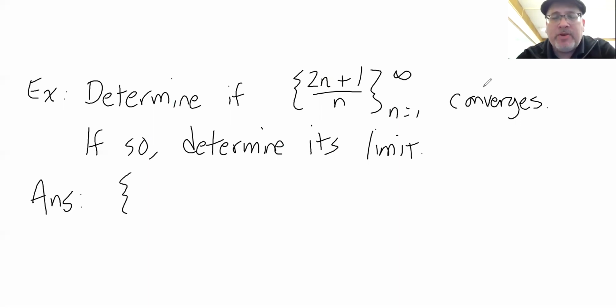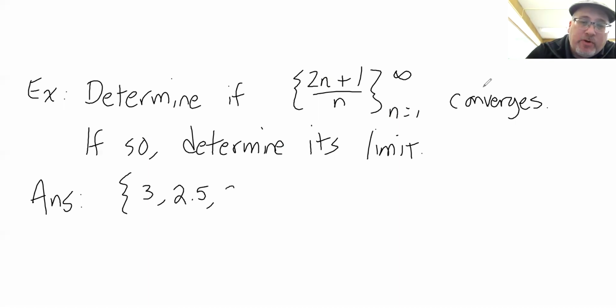Like what would we get if we put in the n values? Starting with n equals 1, we would get 3 over 1, so that's just 3. If we put in n equals 2, we would get 5 over 2. Let's use decimals. 5 over 2 is 2.5. If we put n equals 3, we would get 7 over 3, which is 2.3 repeating. If we put in n equals 4, we would get 9 over 4, which is 2.25.